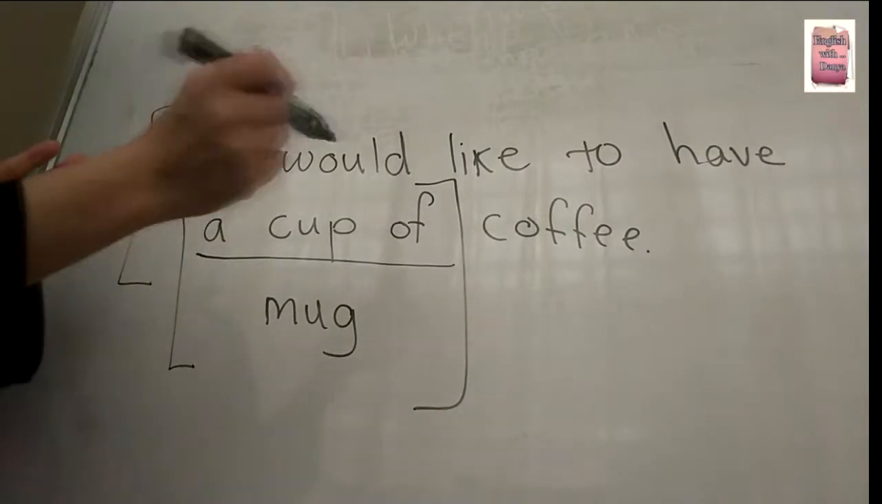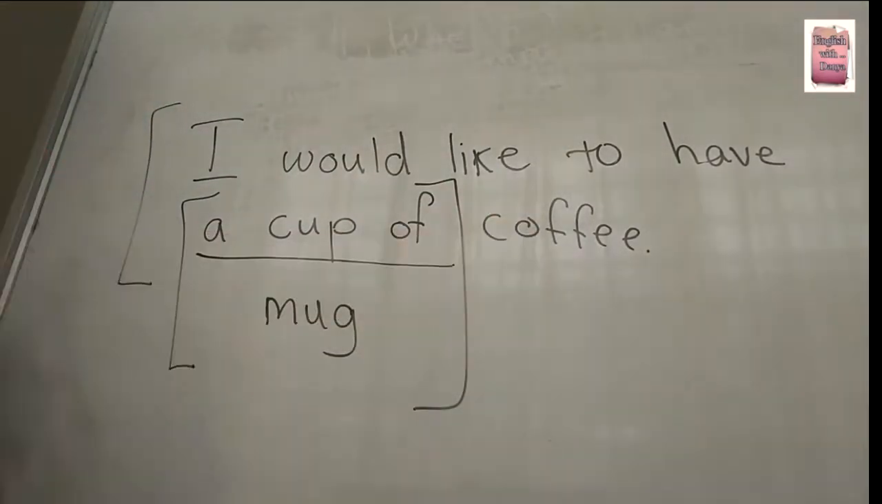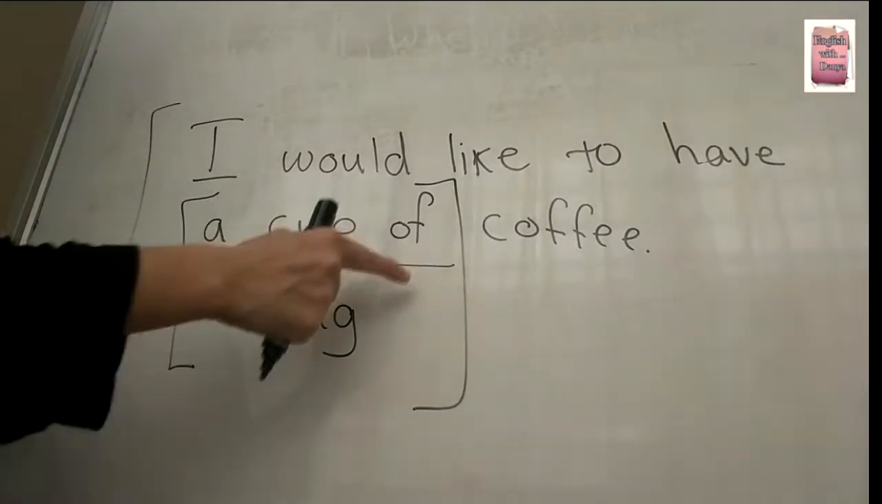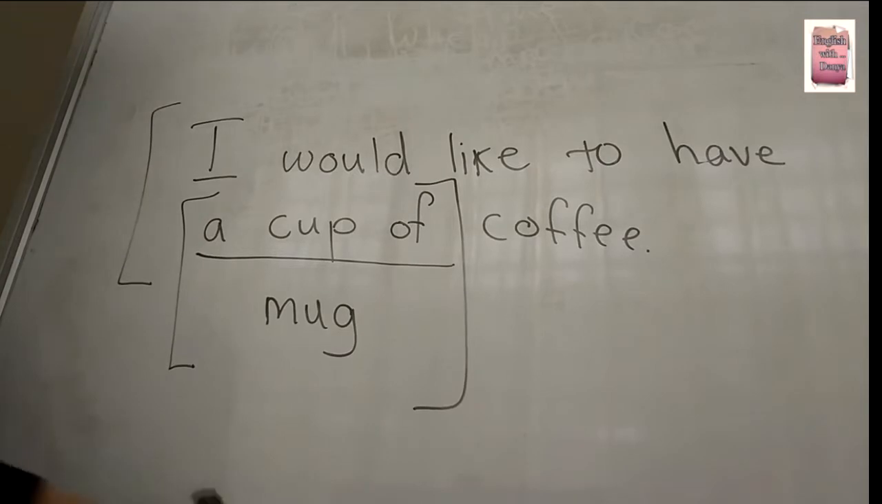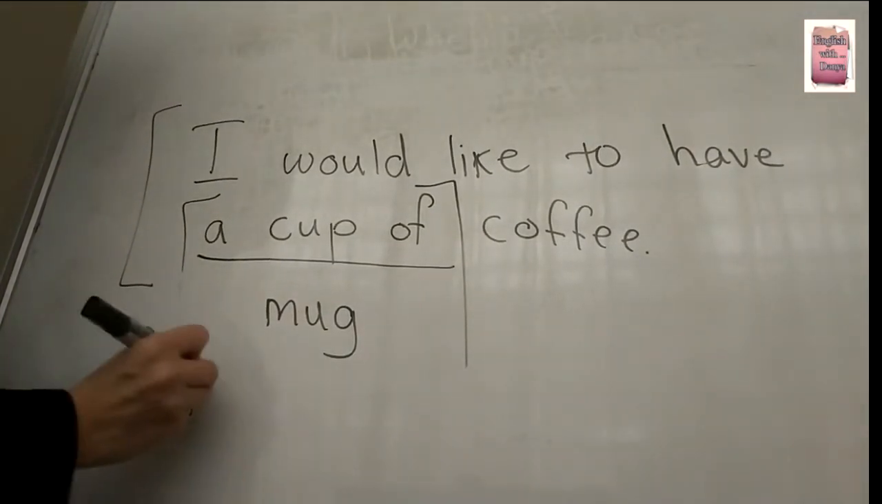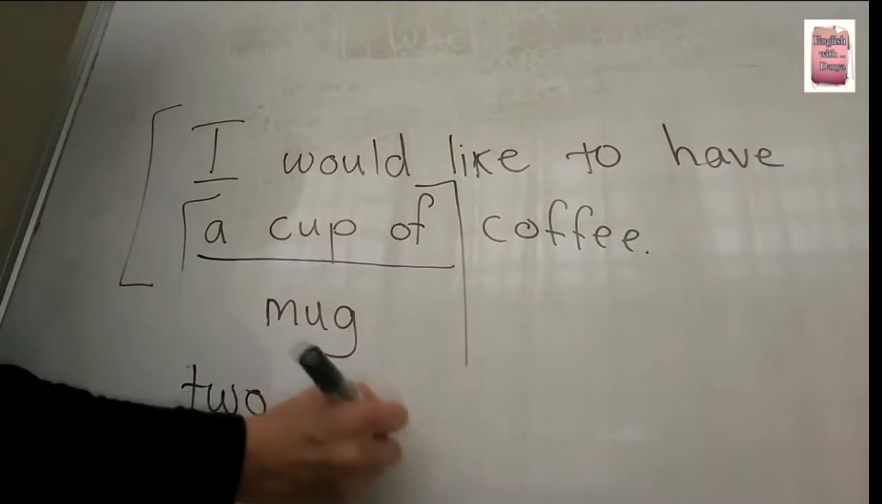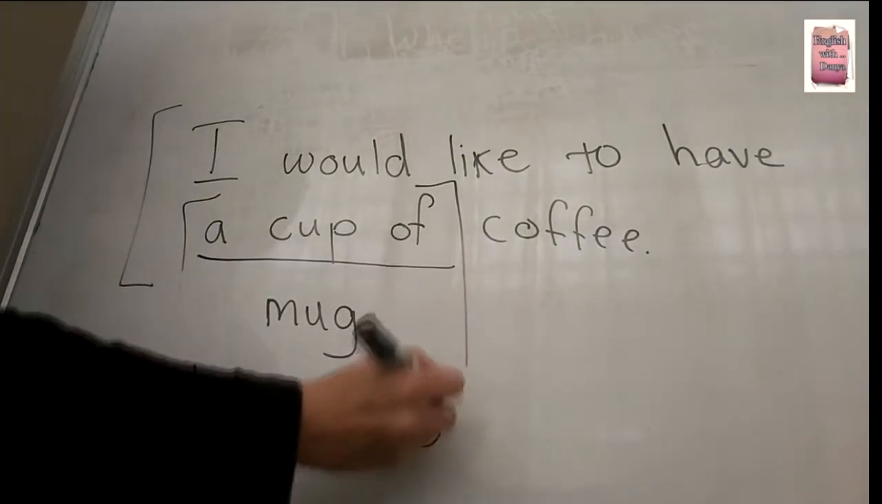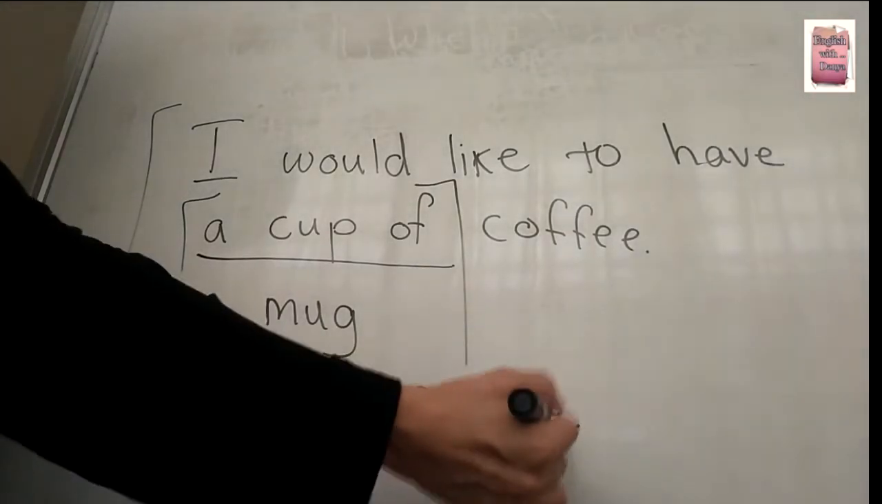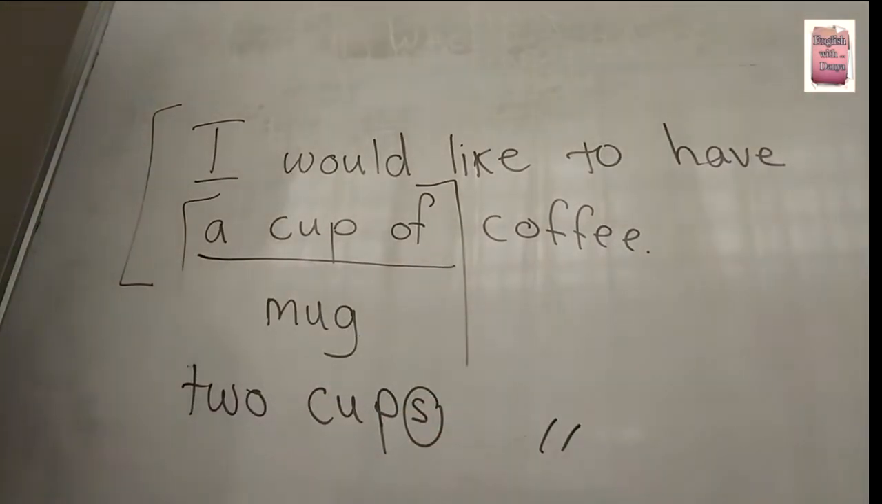If you want to use uncountable nouns, make sure to specify the amount. So here we have a cup of coffee. If you want to have two, we will just say 2 cups. 2 cups of coffee. So coffee is still the same. We don't add anything to coffee.